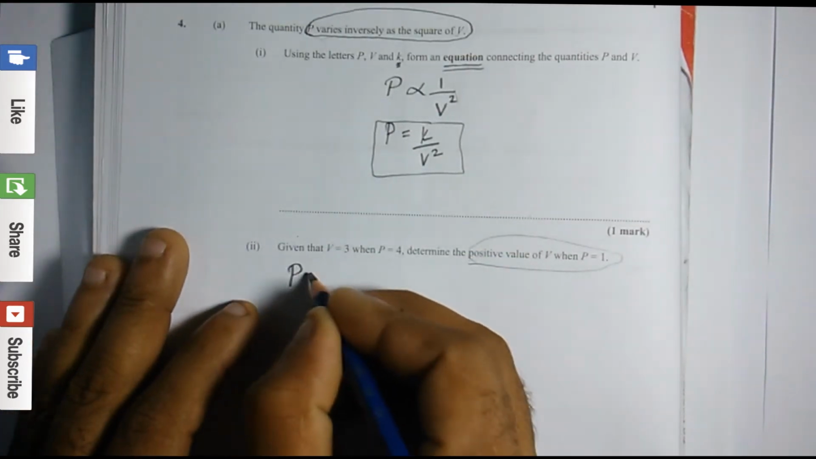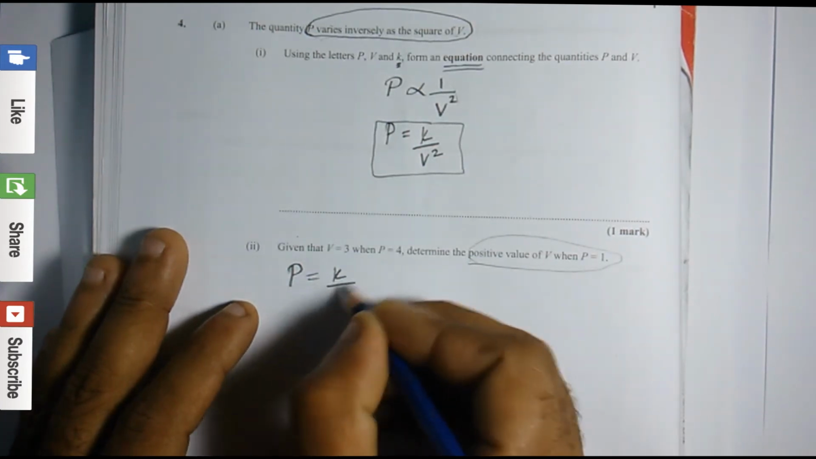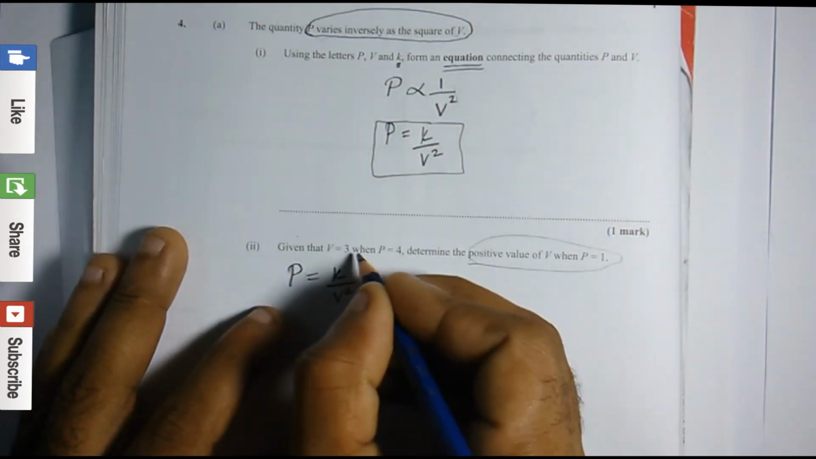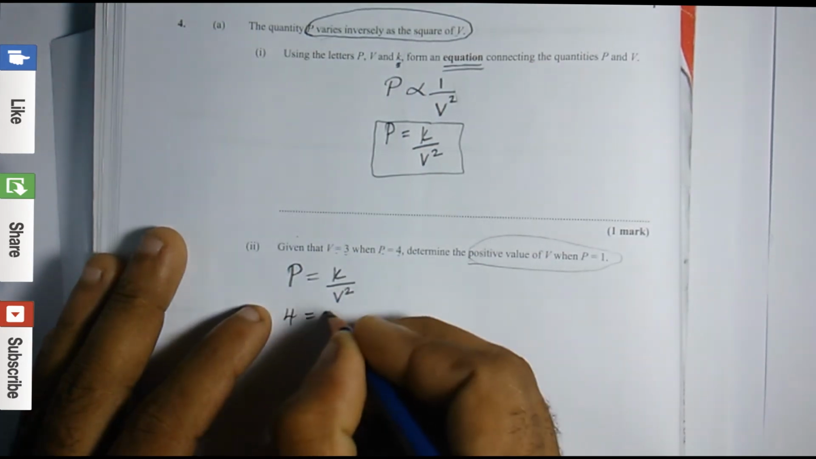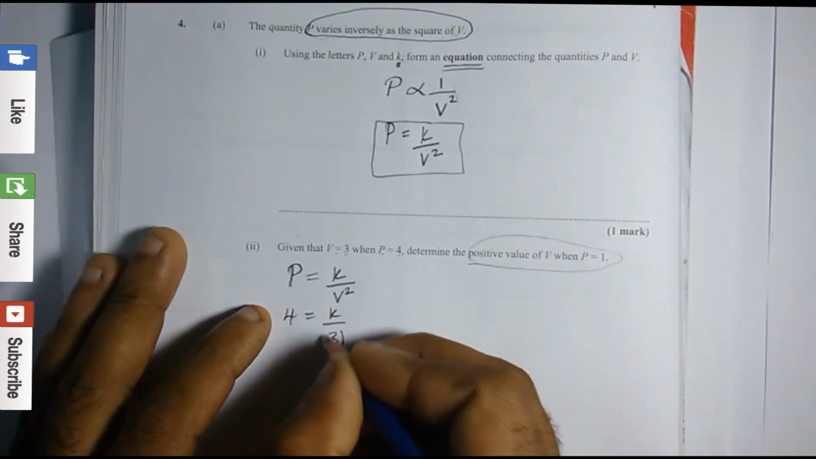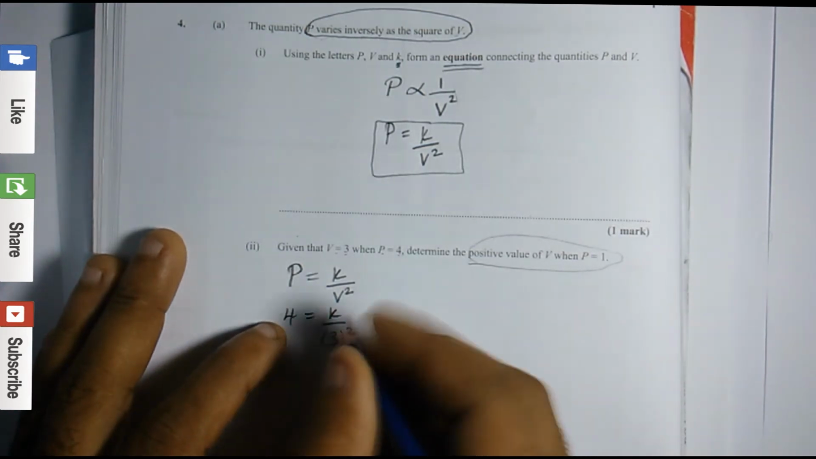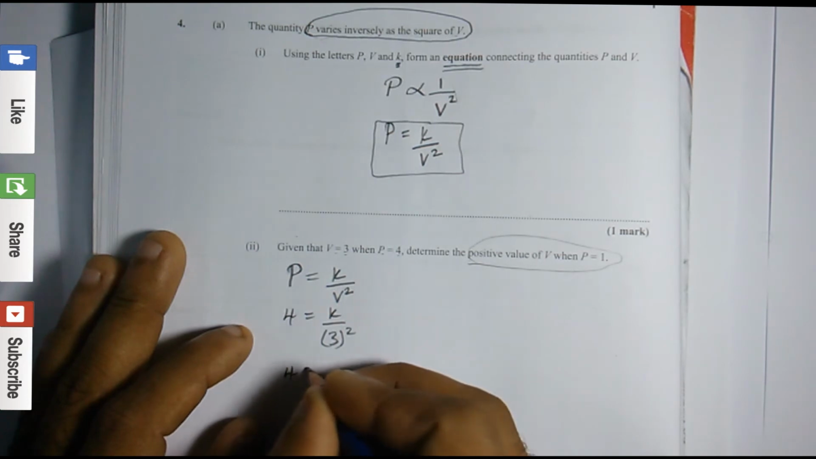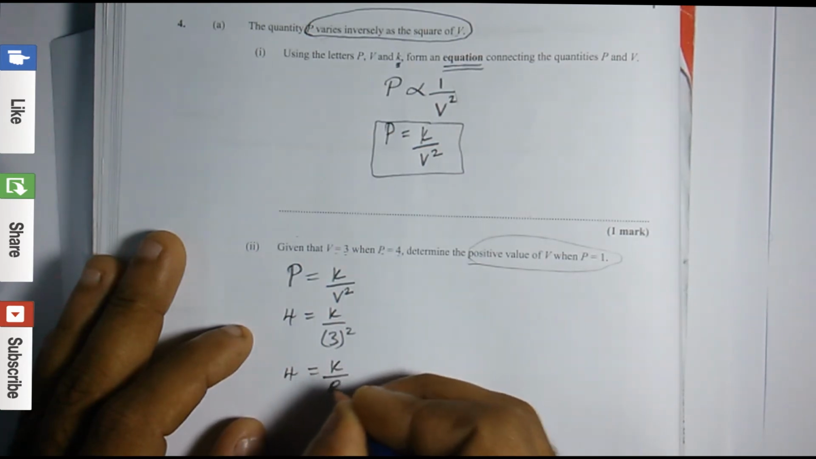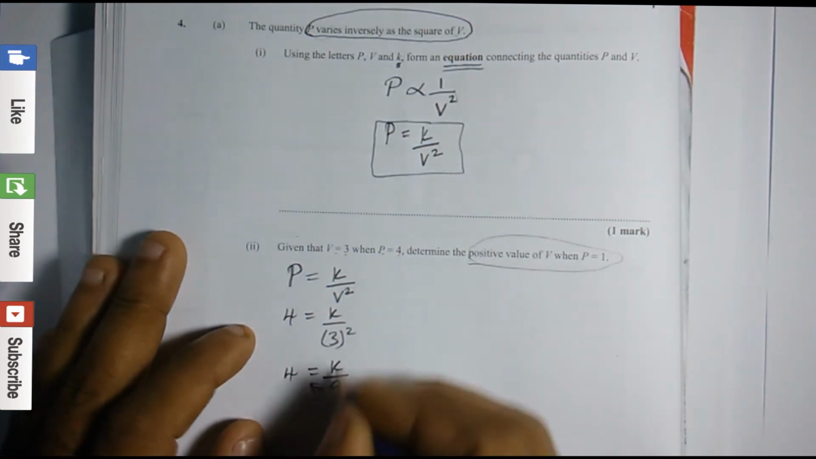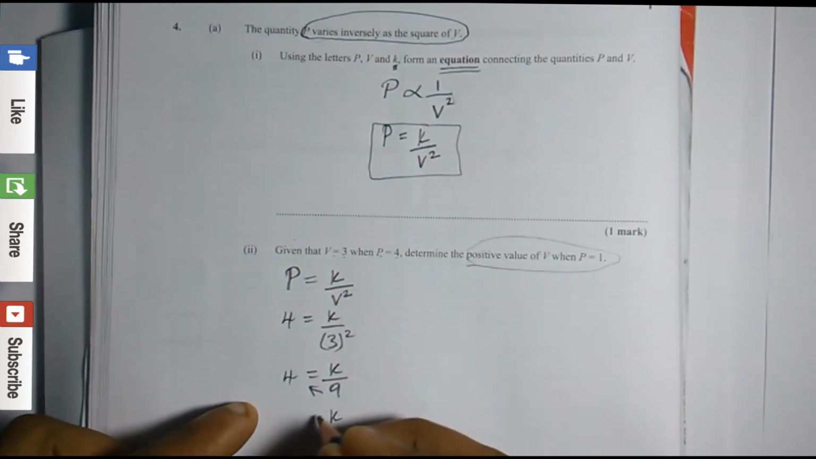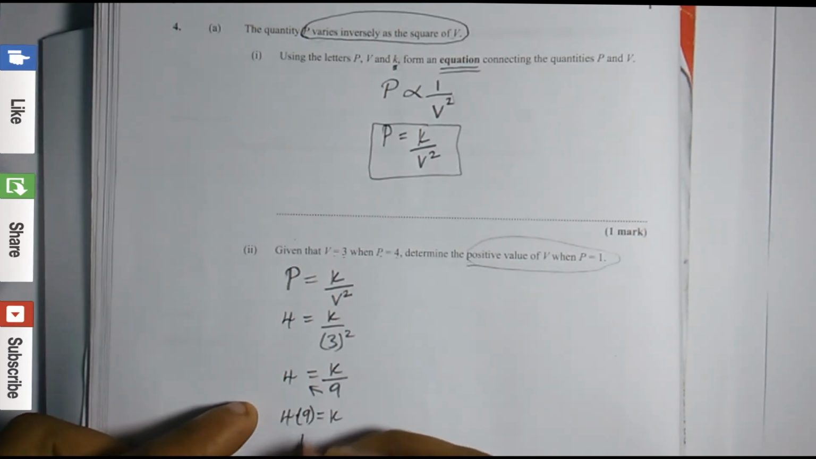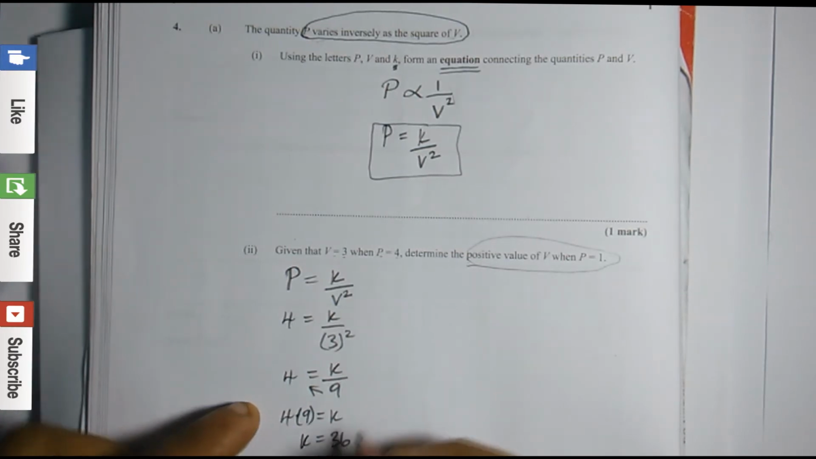So the equation is P equals K over V squared. Now remember, they said when V is 3, P is 4. So 4 is equal to K over 3 squared. Now 3 squared is 9, so we have 4 equals K over 9. Then we multiply both sides by 9. K would be equal to 4 times 9. K is equal to 36.